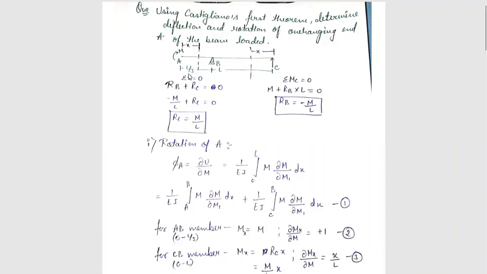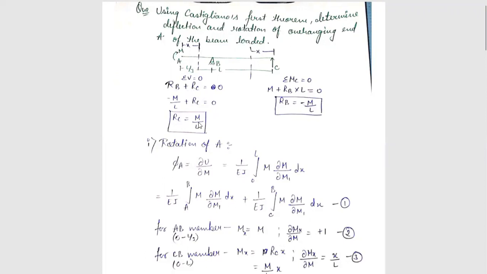Okay, now first we have to calculate the reactions RB and RC. For that, sigma V equals 0, which is upward forces over downward forces, but there is no force, so it will be 0. Then moment about C, sigma MC equals 0, M plus RB into L equals 0, then RB will be minus M upon L. Put this value into this equation: RB plus RC equals 0, so minus M upon L plus RC equals 0, then RC will be M upon L.